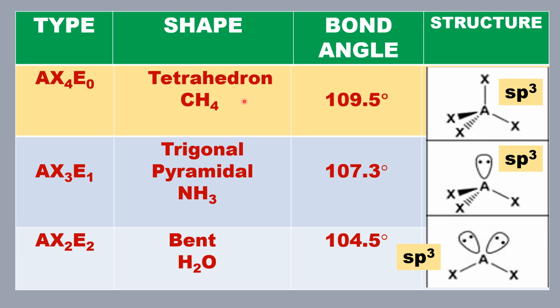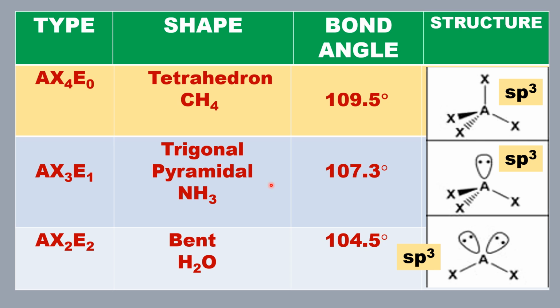Okay, let us move to AX4 type. In the AX4 type, without lone pair, that is AX4E0, the example is CH4, tetrahedron, 109.5, sp3 hybridized, which we have already seen. Now let us replace one bond pair by one lone pair. Therefore, AX4 becomes AX3E1. So this is example ammonia molecule.